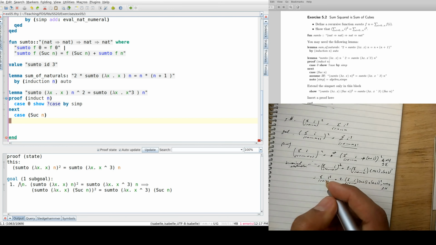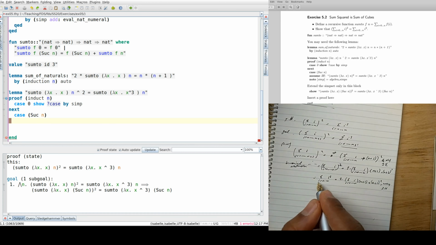Okay, so now we did what we wanted, and the last thing is to manipulate this to show that basically this whole thing equals n plus 1 cubed. Okay, so how can we show that this is equal to n plus 1 cubed?